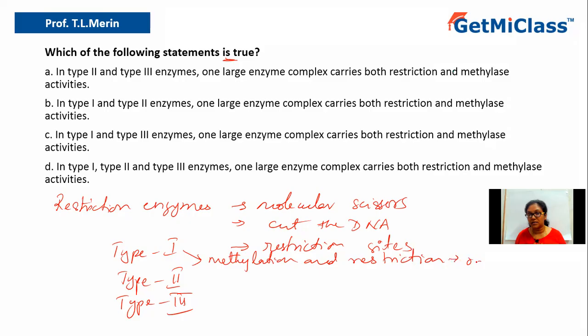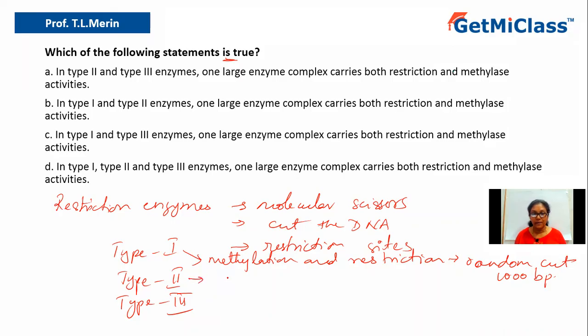What kind of cut does it do? It does a random cut, usually around 1,000 base pairs away from its recognition site or restriction site. So that is the function of type 1.